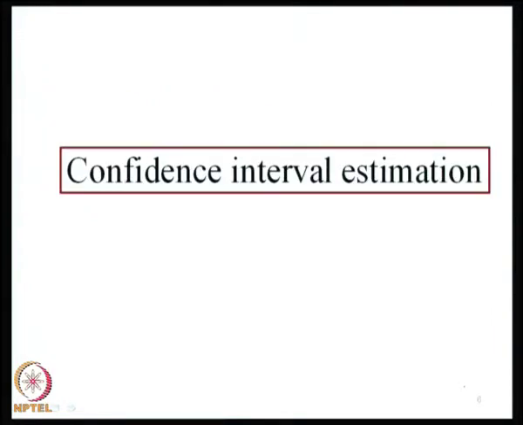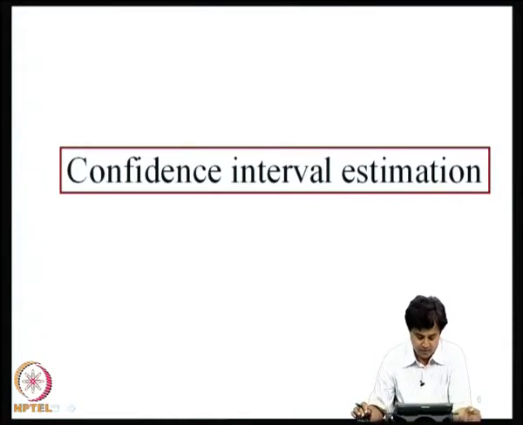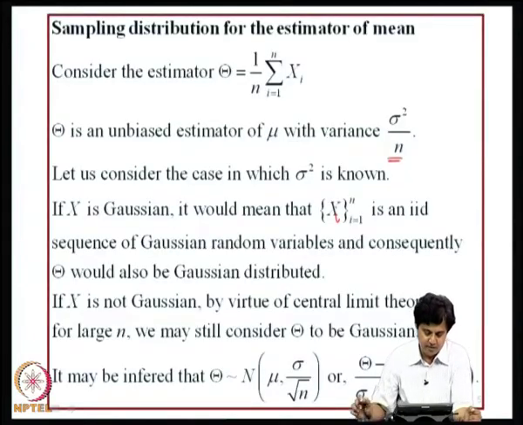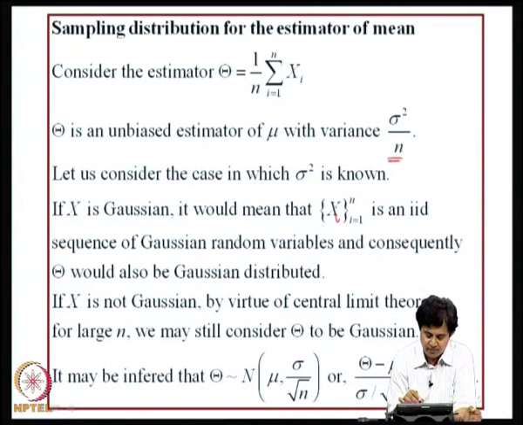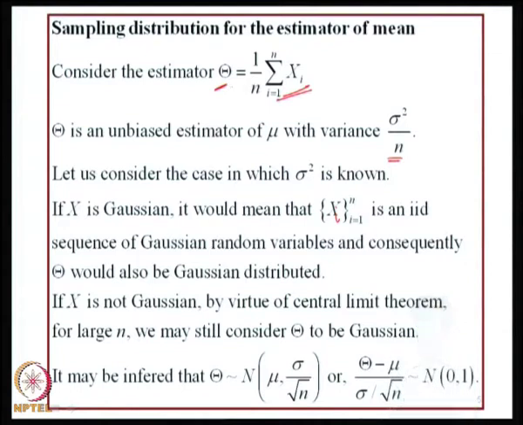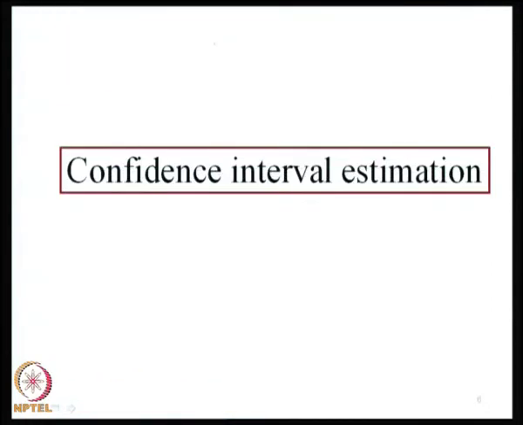Now, based on the idea of sampling distribution, we can construct what are known as confidence interval estimations. In the discussion that we had till now, if you use this for a given realization of xi, you will get a realization of theta, and this is a point estimator. You get one realization of theta. So, there is one way of answering the question, but there is another way known as confidence interval estimation. Let us discuss what it is.